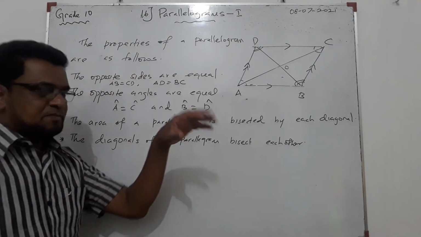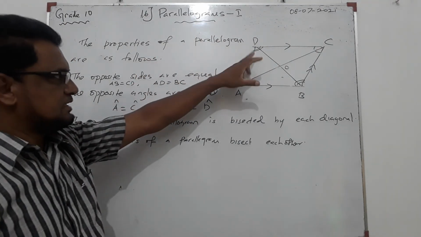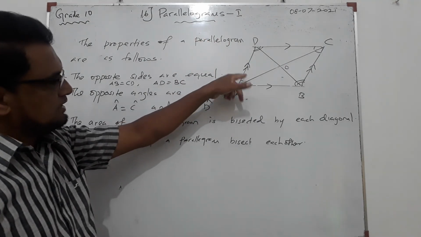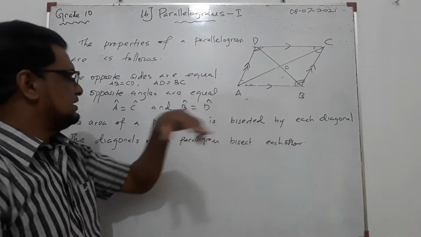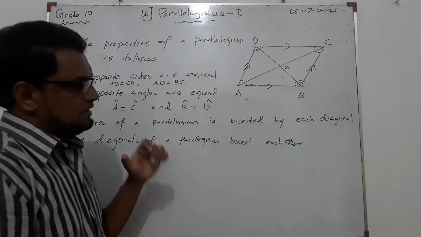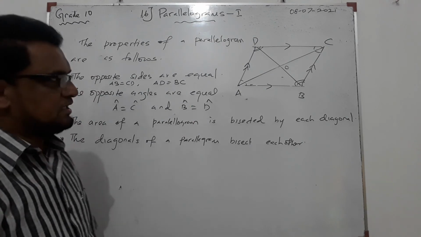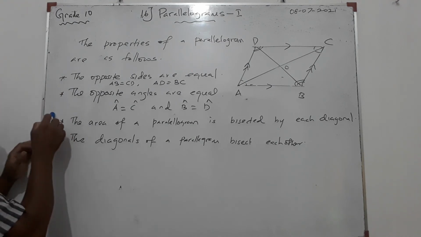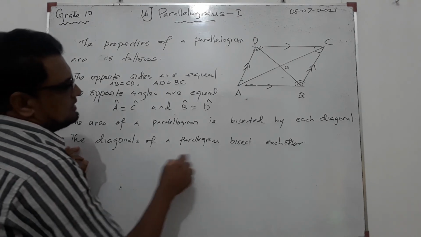These are the special properties of the parallelogram. There are four properties. The first one is that opposite sides are equal. The second is that opposite angles are equal. The third is that the area of a parallelogram is bisected by each diagonal. The fourth is that the diagonals of a parallelogram bisect each other. These properties are considered as two theorems for chapter 1. The first theorem includes the first three properties. The second theorem is considered as the final property.